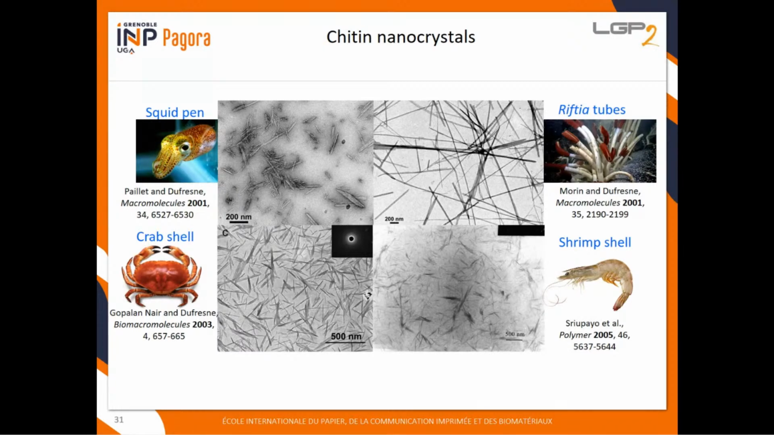Riftia tubes are a quite specific source of chitin. It is obtained from this tube that contains a worm. The worm can be between 1 and 2 meters long, and they are collected in the deep sea, 3,000 meters deep. At this level, of course, the pressure is very high, meaning that the crystallinity of chitin is very high. And you can see that we obtain very long nanocrystals. The average length is around 2.2 microns, and the diameter is 18 nanometers.